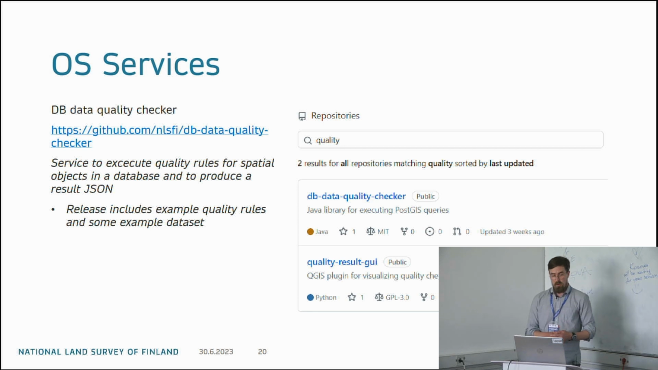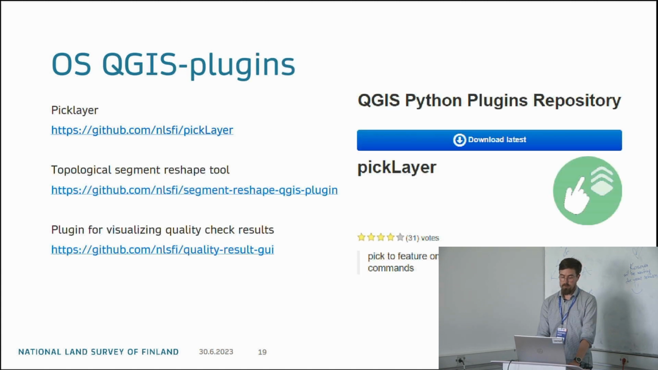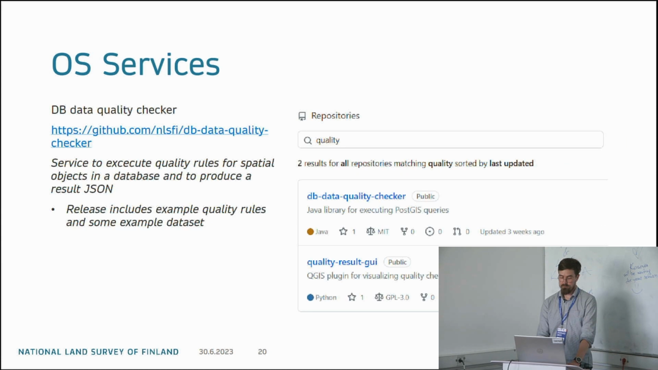We have also published the database data quality checker, which is a service to execute quality rules for spatial objects in the database and to produce a result in JSON. It works together with this plugin for visualizing quality checks.